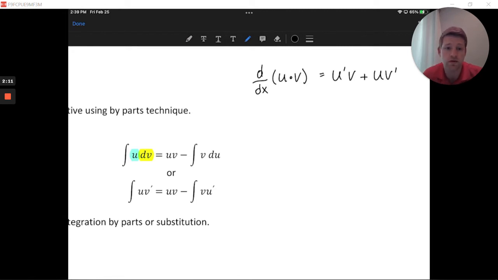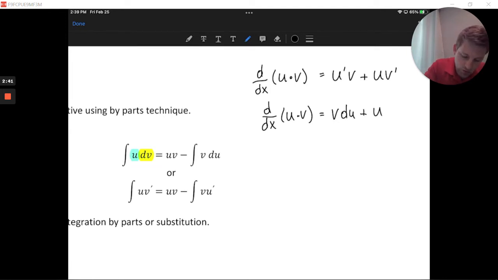Now let's consider rewriting this just a little bit in terms of the notation that we're working with, our v and u. This would be the same thing as, again, the derivative with respect to x of a u function times a v. And we can rewrite this as v du, or the derivative of the u function, plus u times dv, just to get our same notation here.